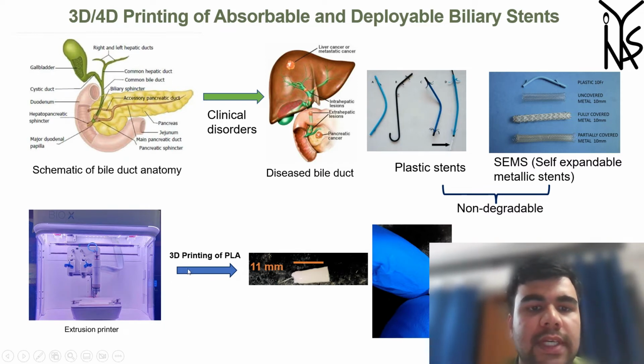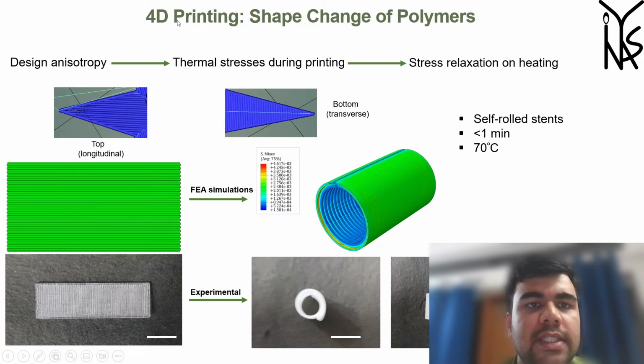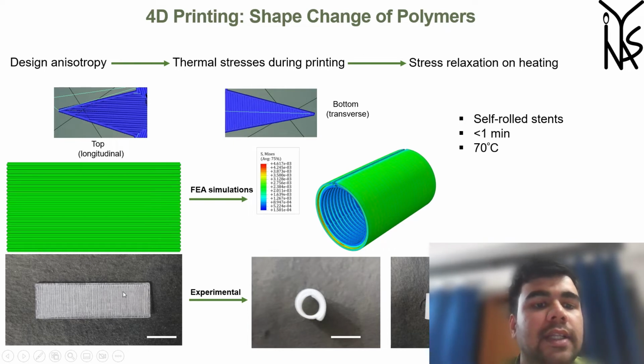So, we focus on absorbable stents based on PLA-like polymers, and we create them by using 3D printing to have patient-specific constructs. Using conventional 3D printing, we can only have length up to 10 and diameters up to 4, which is where we utilize the concept of 4D printing, which means we have a shape change over time. So we start with a rectangular sheet printed using design anisotropy in the structure. We have bottom and top layers stacked by transverse and longitudinal layers. This creates some sort of thermal stresses during the printing process, which eventually get relaxed by heating, so that we get the self-rolling of this sheet into a tube.